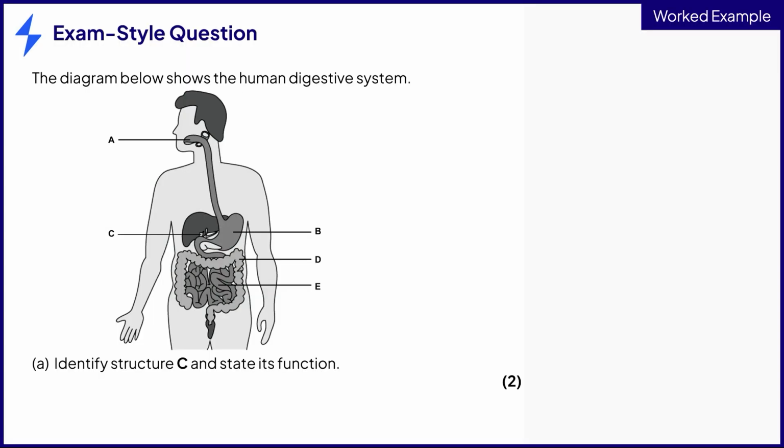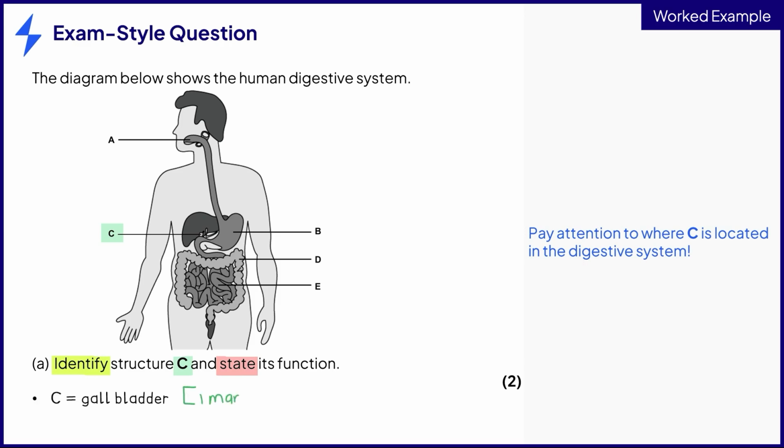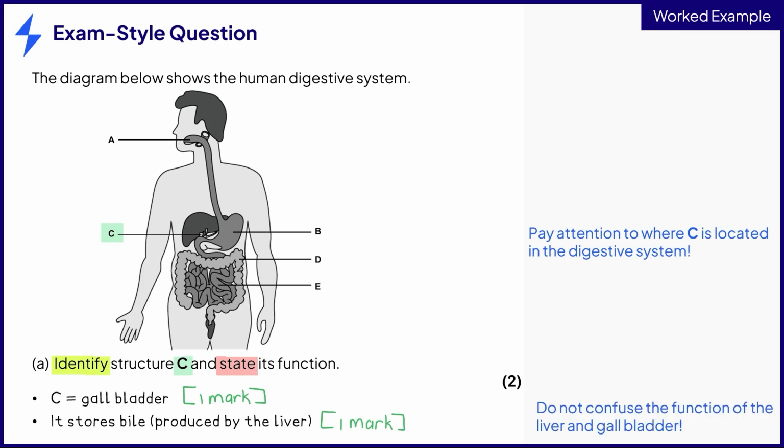Here is an example of the type of question you could expect to see in an exam. This question contains two command words: identify structure C and then state its function. To identify C, we need to look at where it is located in the digestive system. Structure C is located next to the liver and is tiny in size. This indicates that it is the gallbladder. As mentioned earlier, the function of the gallbladder is to store the bile that is produced by the liver. Do not confuse the function of these two organs.